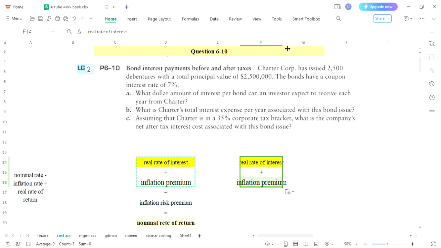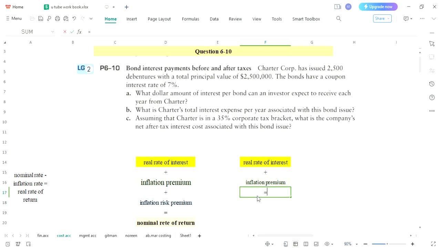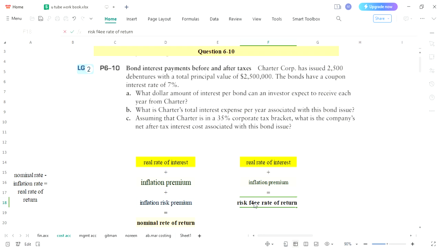Just the first two elements I have taken, real rate of interest and inflation premium. Only two factors. When you add them, you will finally get the risk-free rate of return. It means all the risk associated with inflation we have already added. So this is the risk-free rate.